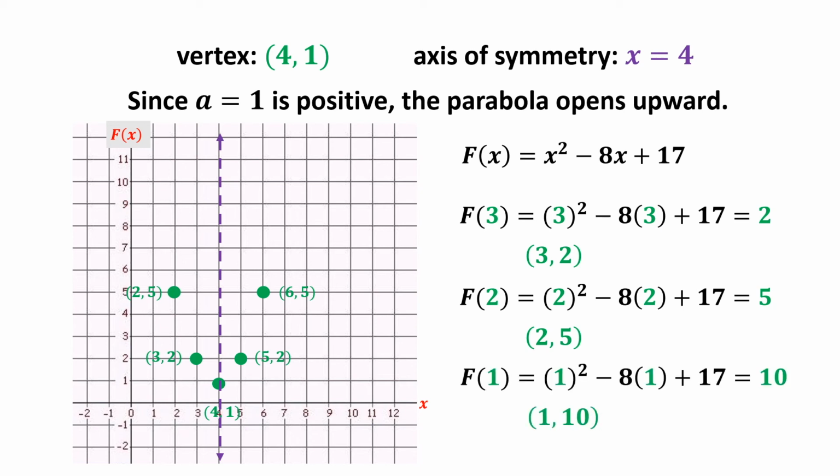Find f of 1 by substituting 1 to x in f of x. F of 1 is equal to 10 and the point 1, 10 is a point of the parabola. Again, reflect this point on the other side of the axis of symmetry. Its reflection is the point 7, 10.